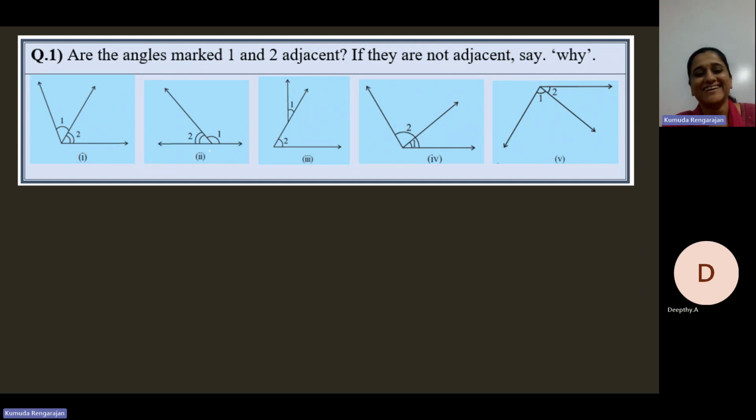Yes, Deepthi. Ma'am, in number 2, both the non-common arms are not lying after the common arm. One arm is on this side, the other arm is on this side. This is the common arm. They are lying on either sides.